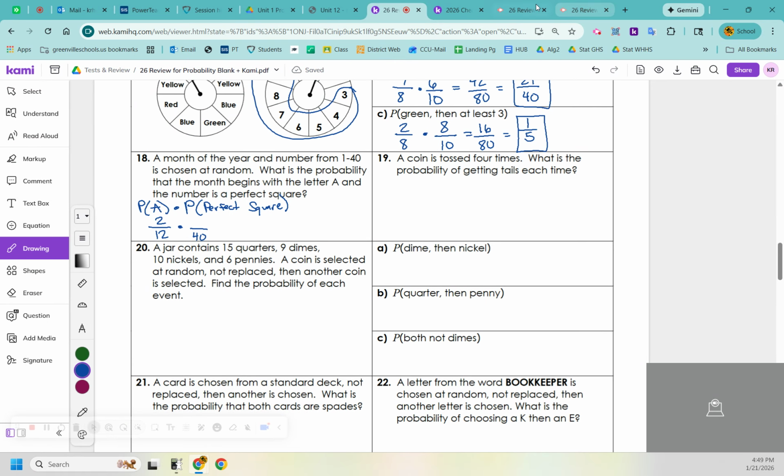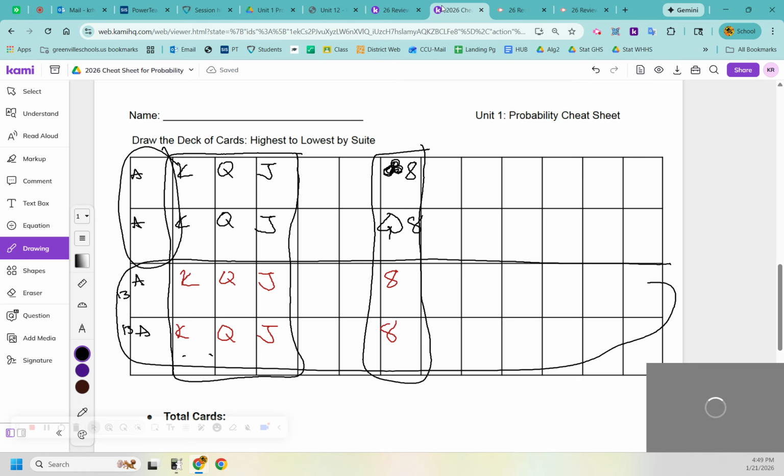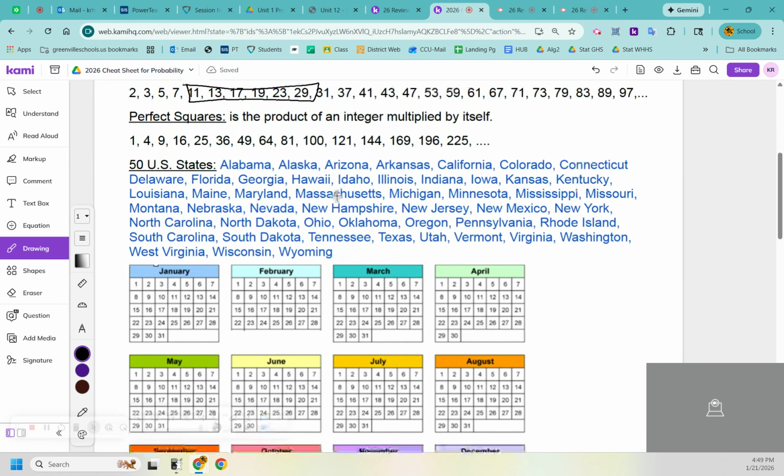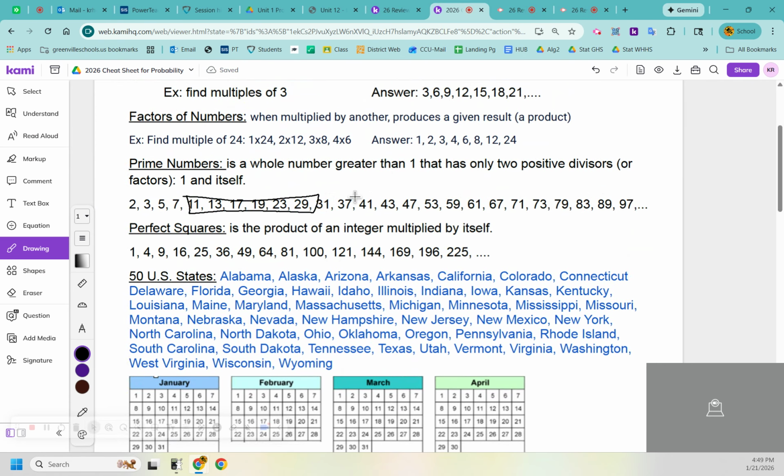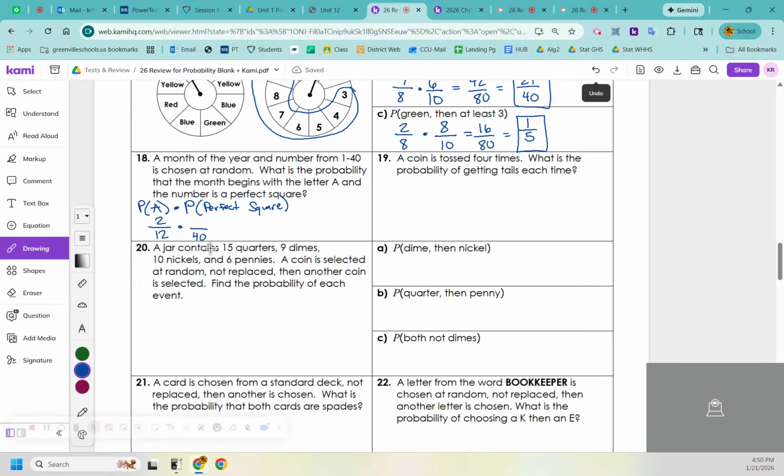And if you go to your cheat sheet, which is somewhere, our perfect squares up to 40, those are perfect squares. So 1, 2, 3, 4, 5, 6 of them. 6 out of 40. So that's 12 out of 480, which reduces to 1 over 40.